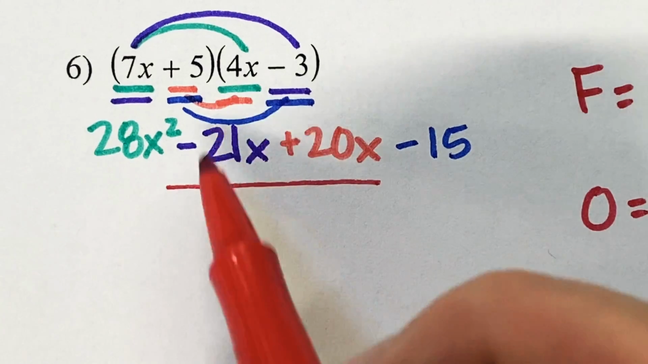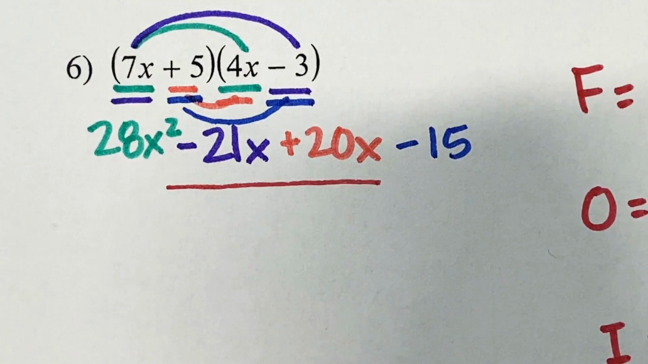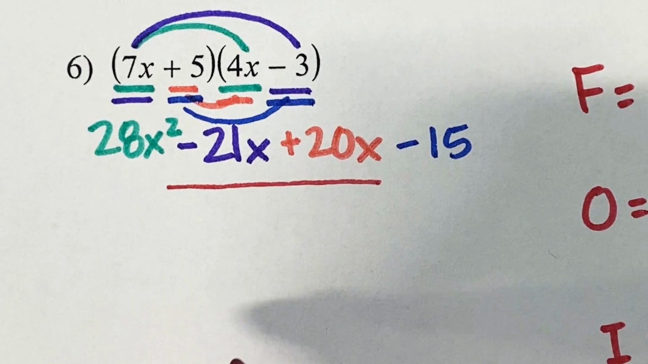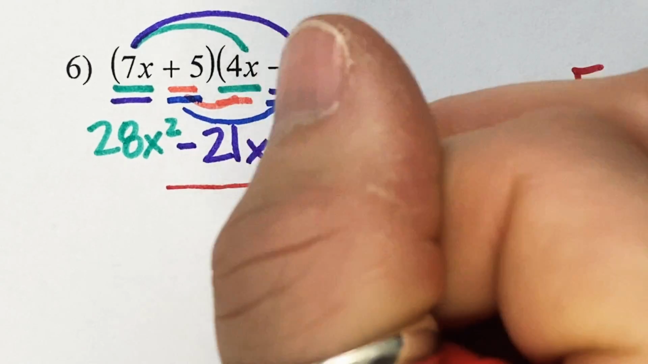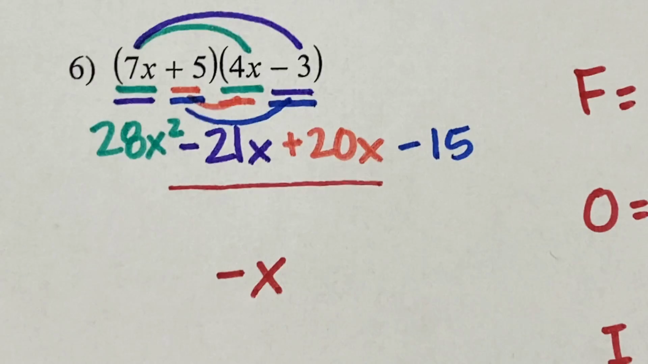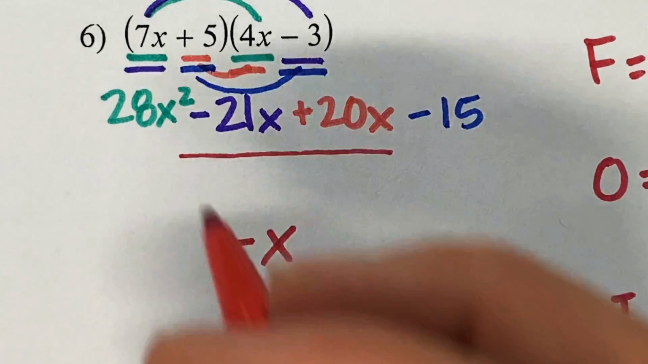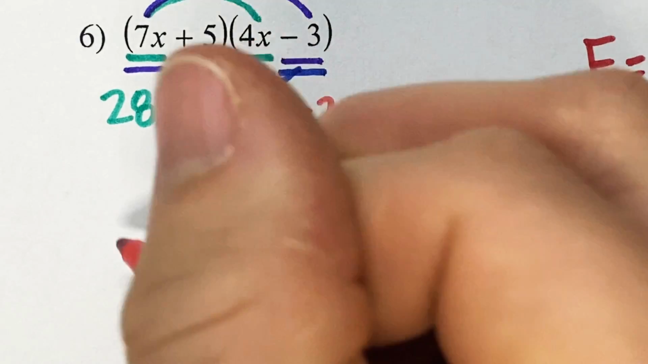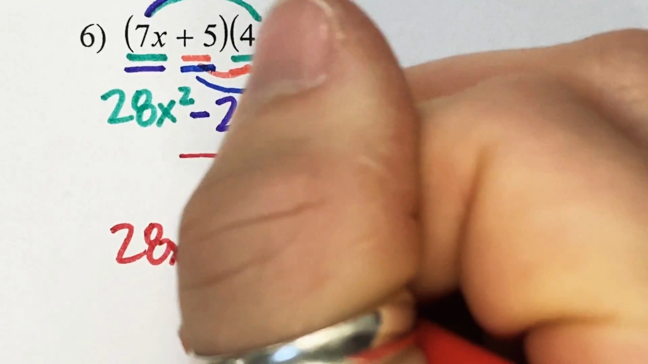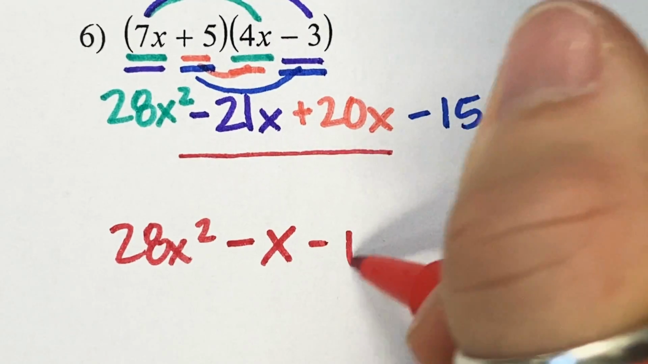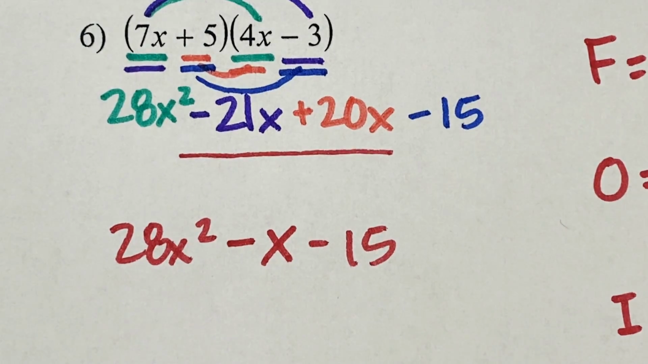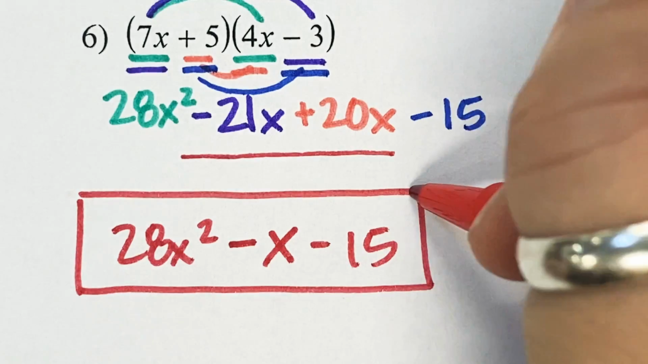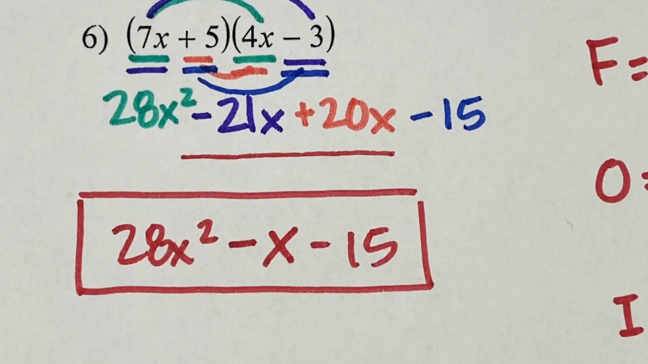So what is negative 21 plus 20? It's going to give me actually a negative 1, or just negative 1x. Those are the only two terms that we can combine, so then bring down what's left. So we have 28x squared and negative 15. And that is our simplified quadratic expression.